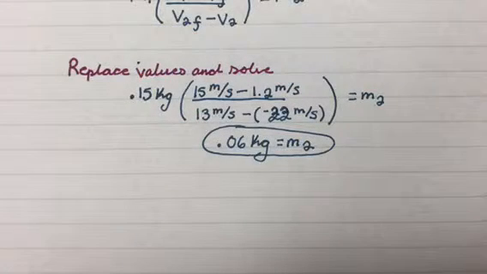Now it's time to replace the values and solve. m1 is 0.15 kilograms, v1 is 15 meters per second, v1 final is 1.2 meters per second, v2 final is 13 meters per second, and v2 is negative 22 meters per second because it was going the opposite direction in the first place. So once you plug these values in and solve, you get your final answer of 0.06 kilograms for m2, or the mass of the tennis ball.